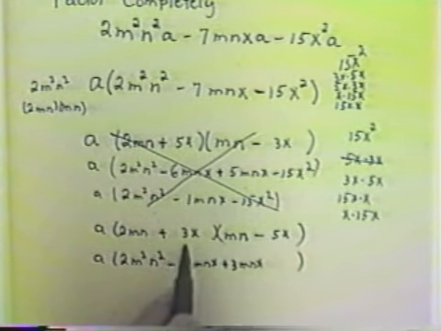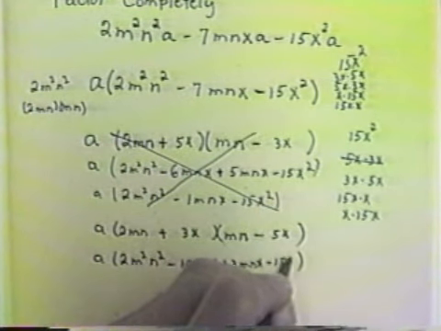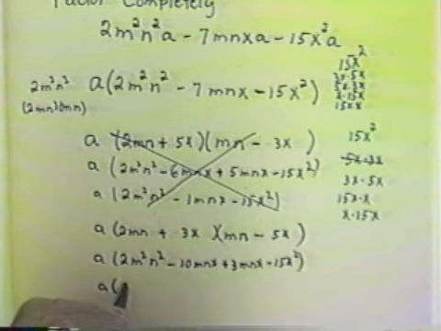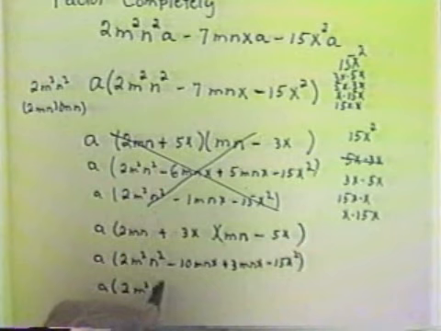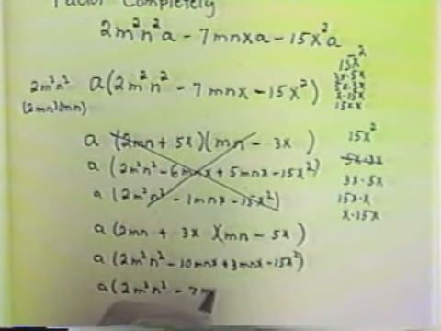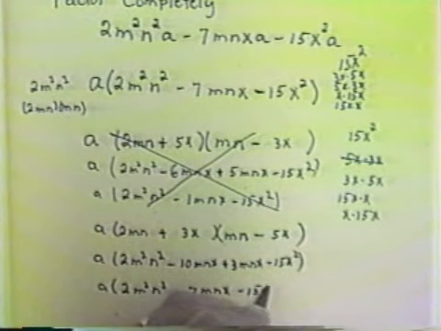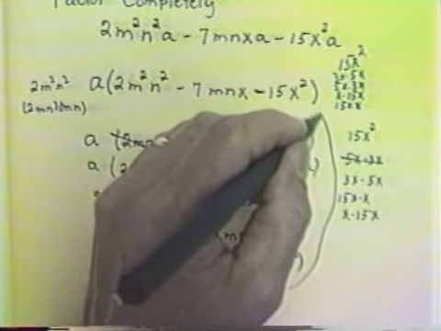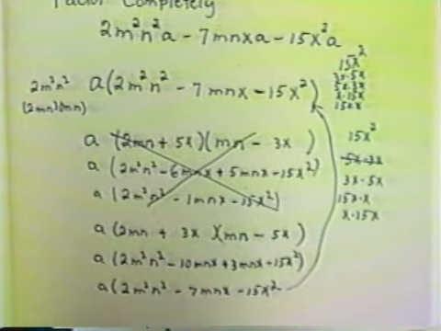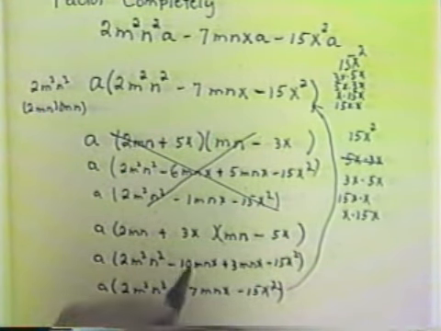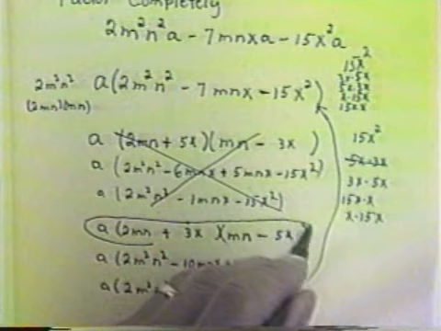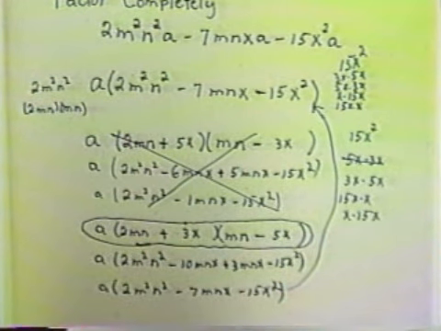3mnx minus 15x squared, which gives me a times 2m squared n squared minus 7mnx minus 15x squared, which, if we go back up to this point, when I remove the common factor of a, I can see that it does indeed check. So therefore, I will check my answer as being a times 2mn plus 3x times mn minus 5x.